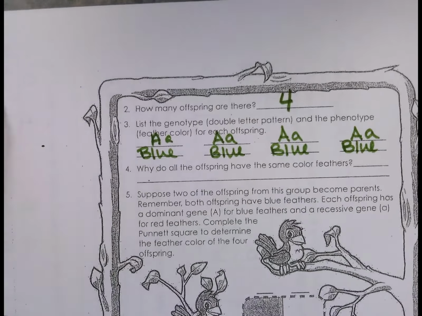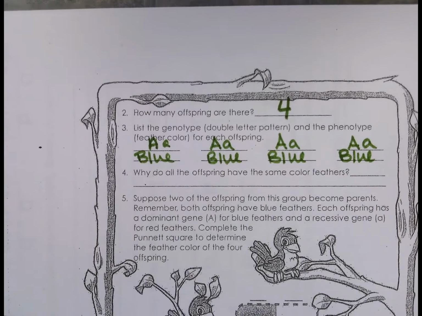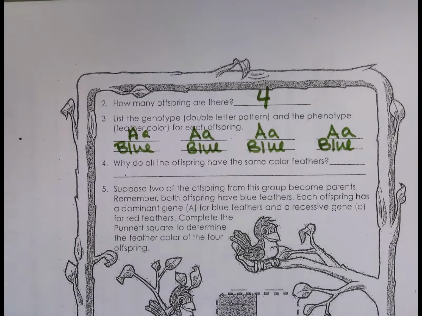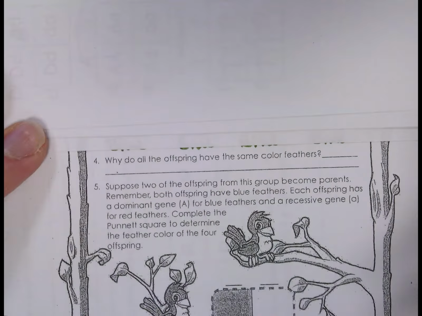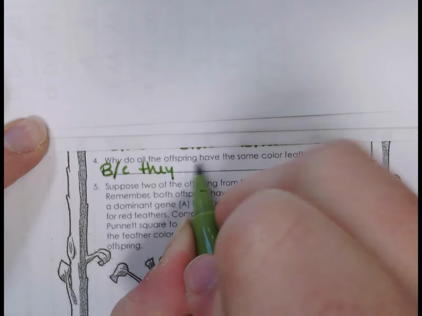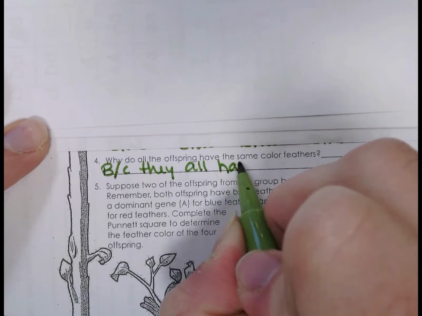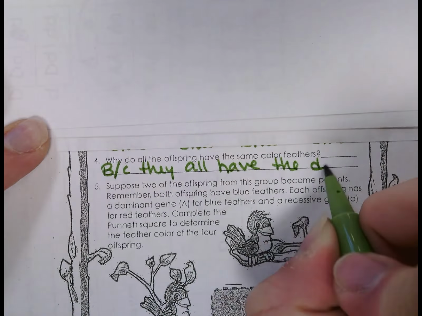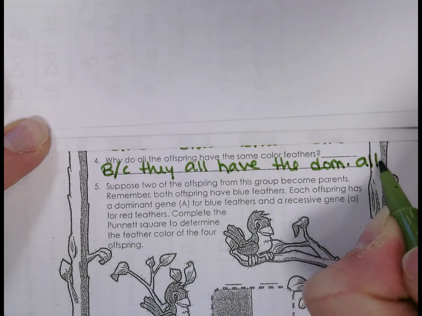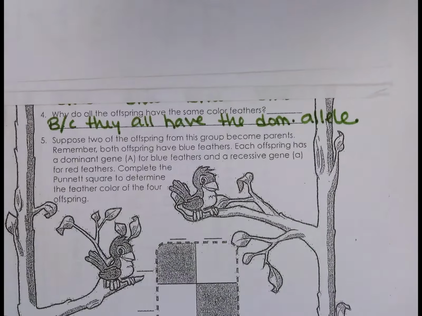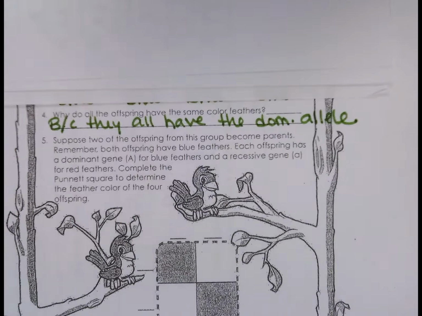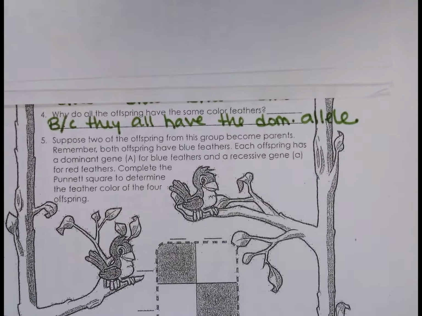Why do all the offspring have the same color? You should be able to figure that out. Well, gee, Miss Penny, because they all have the dominant trait. They all have the dominant allele. Just because they don't have both uppercase letters does not mean they aren't going to have the dominant trait.